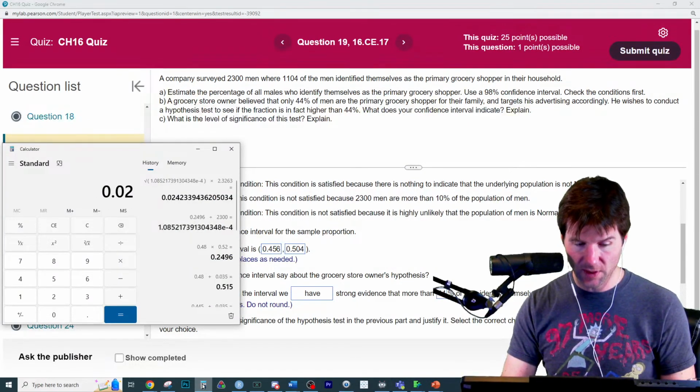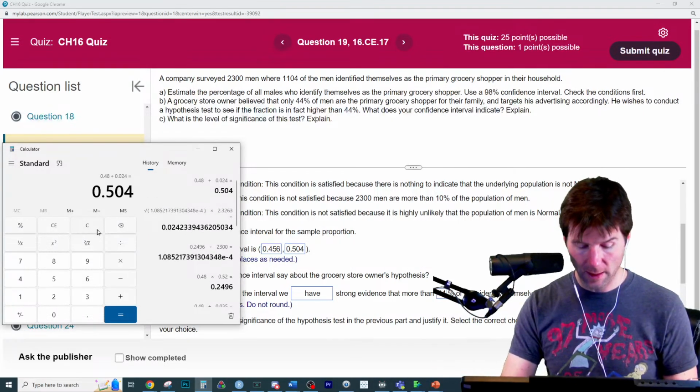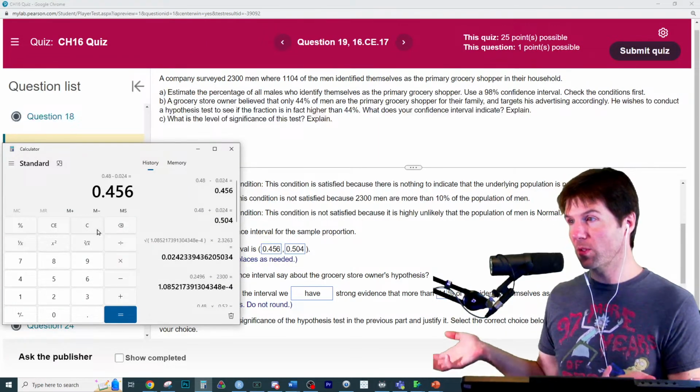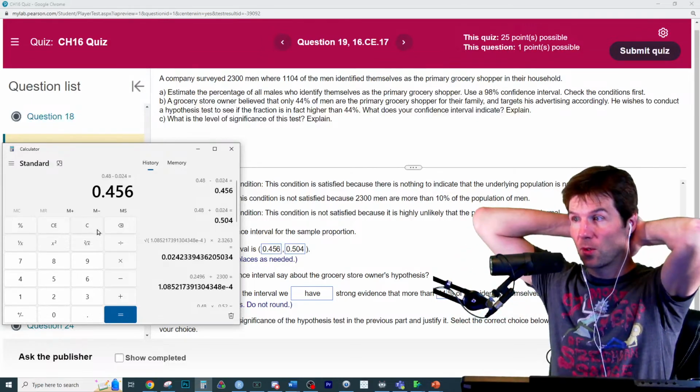So it's 48% plus the margin of error. There's the upper number. And then 0.48 minus the margin of error is the lower number. So if you put your numbers the right way, hopefully you didn't put X. Trenton, good to see you here. Make sure to mark your notation correctly.